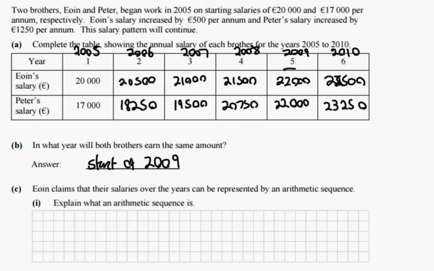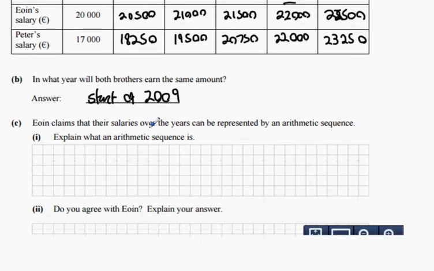Okay. Owen claims that their salaries over the years will be represented by an arithmetic sequence. Explain what an arithmetic sequence is. What is an arithmetic sequence? I have it there: a sequence which will go up or down by the same amount each time.